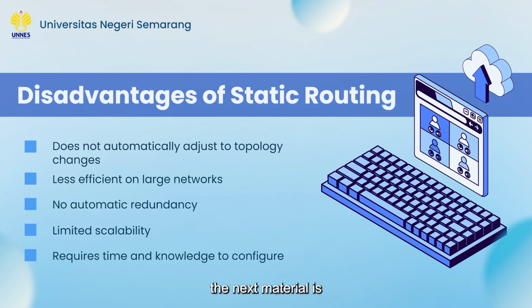The next material is the disadvantages of static routing. There are several disadvantages of static routing, including: the first is does not automatically adjust to topology changes. The second is less efficient on large networks. The third is no automatic redundancy. The fourth is limited scalability. And the last one is requires time and knowledge to configure.